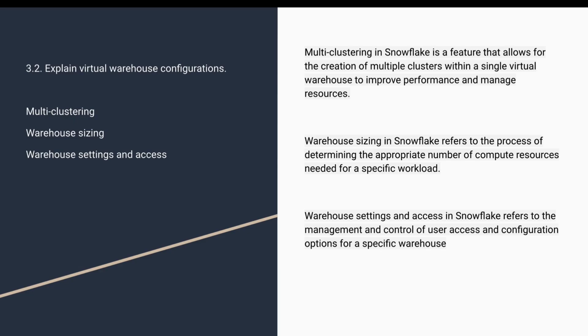So we need to choose a specific size for our query and/or our jobs. We can discuss later how we can choose that part. Then there are certain settings where we can optimize our warehouse and monitor how it is working. So there are the management and control of user access and configuration options for a specific warehouse. We are going to see those on the Snowflake screen. Let's move to the Snowflake screen.